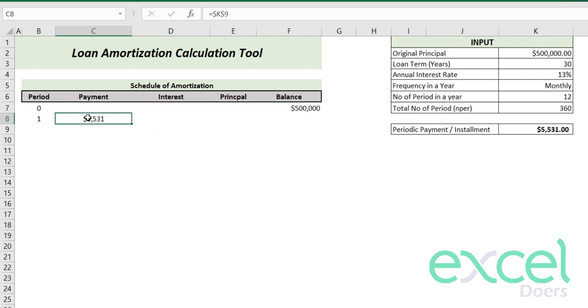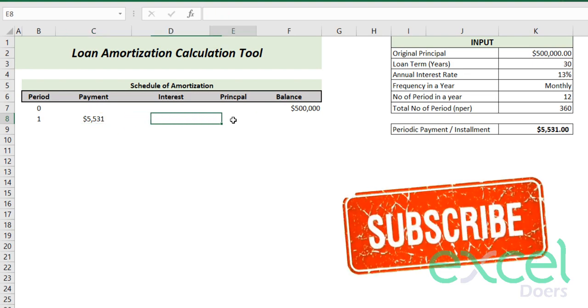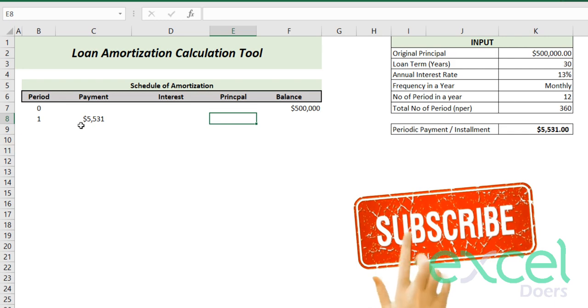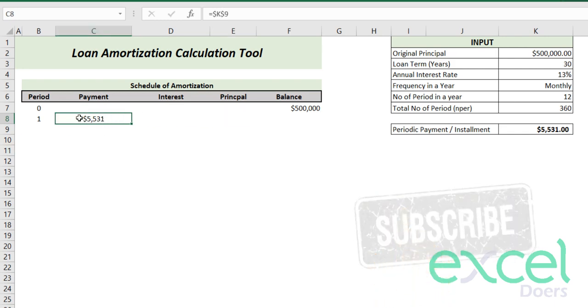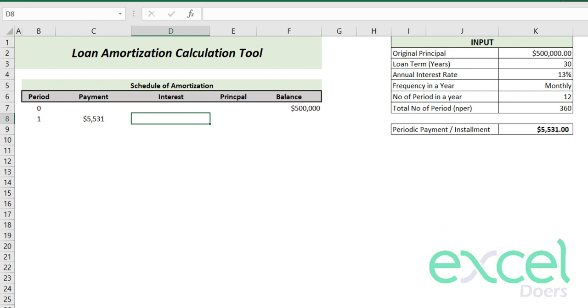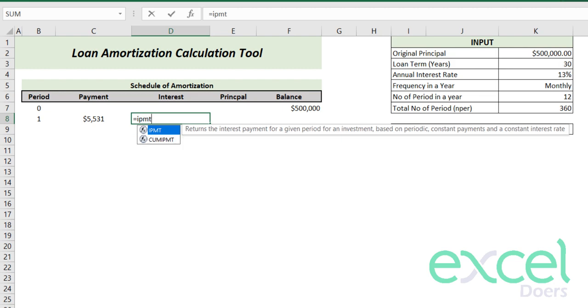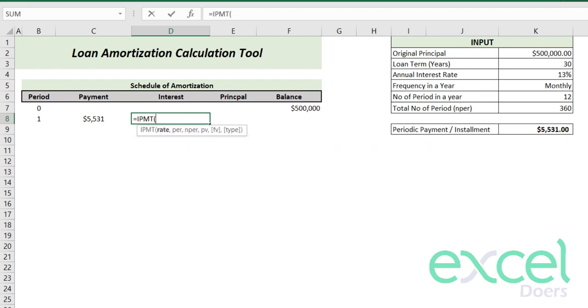Then in this period, there are two factors which are included. One is interest and other is principal. So I need to break down, okay, how much interest I am going to pay and how much principal I'm going to settle in this total period, in this total payment. So in order to calculate my interest for the first period, I will use IPMT. IPMT formula returns the interest payment for a given period.